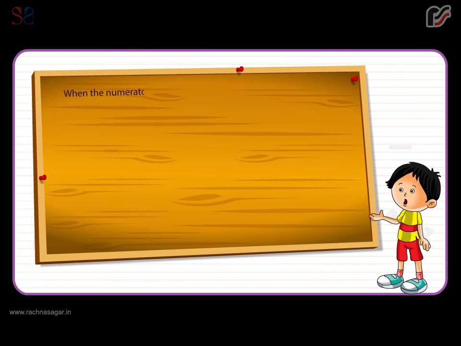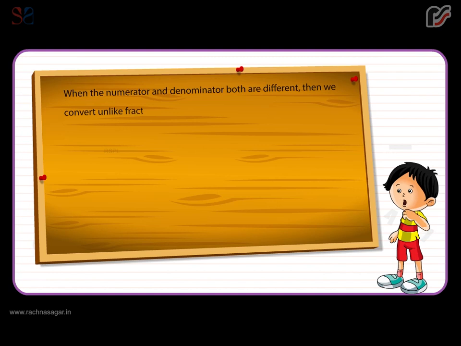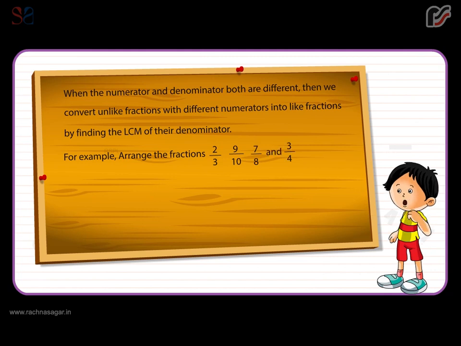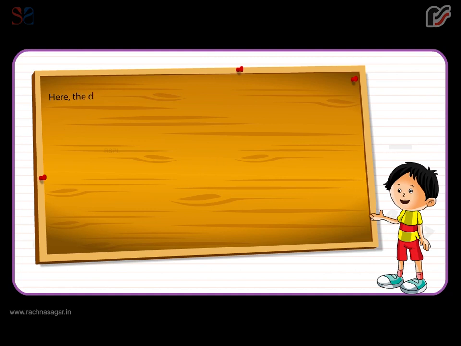When the numerator and denominator both are different, then we convert unlike fractions into like fractions by finding the LCM of their denominators. For example, arrange the fractions 2 by 3, 9 by 10, 7 by 8 and 3 by 4 in ascending order. Here, the denominators are 3, 10, 8 and 4. Thus, LCM of 3, 10, 8 and 4 is equal to 120.